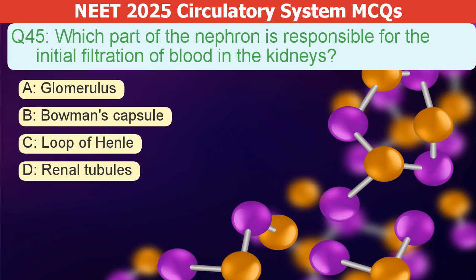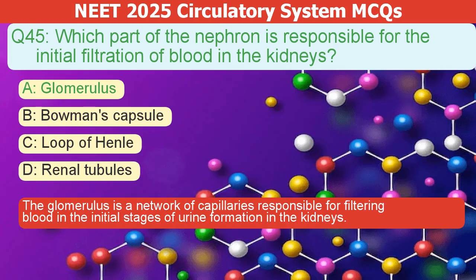Which part of the nephron is responsible for the initial filtration of blood in the kidneys? A. Glomerulus. B. Bowman's capsule. C. Loop of Henle. D. Renal tubules. The correct answer is A. The glomerulus is a network of capillaries responsible for filtering blood in the initial stages of urine formation in the kidneys.